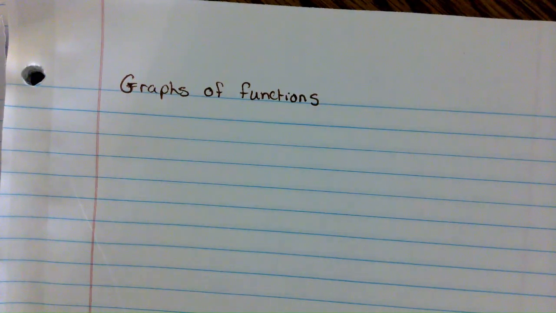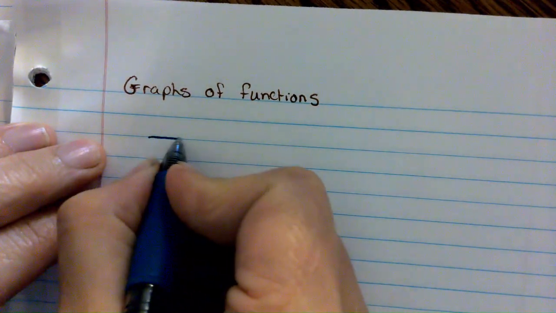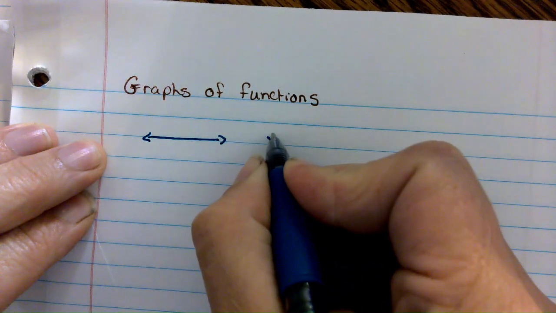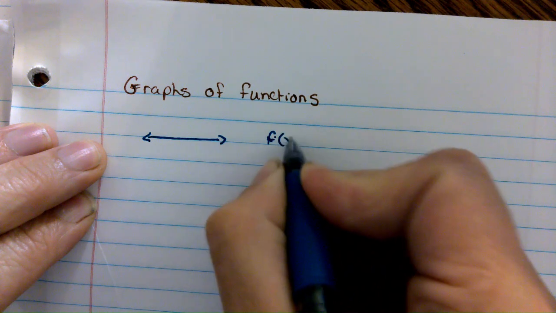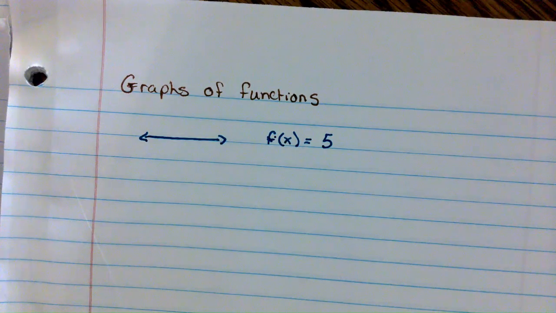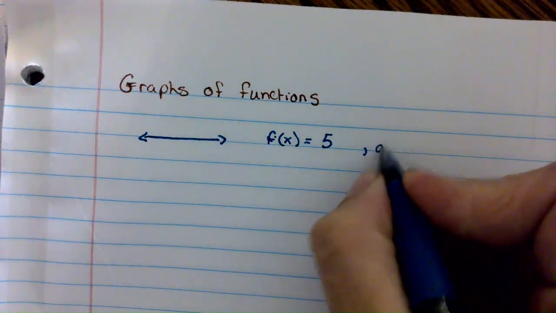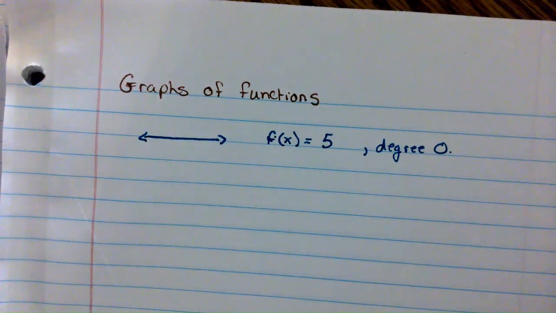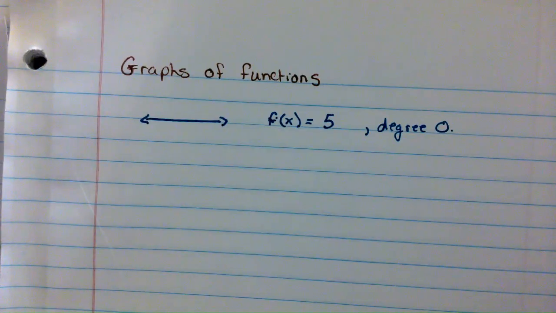Welcome to Graphs of Functions. For the constant function, this is not going to be our main focus here, but I just want to remind everyone the constant function literally stays unchanging. So this would be like f of x equals, and then they might say 5. So it's non-changing, it never goes up, never goes down. This has a degree of 0. Once we move past that, that's what we're going to be more focused on today.